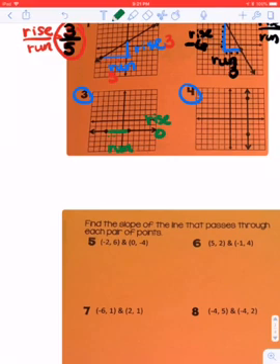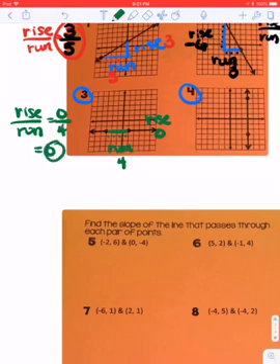Now 1, 2, 3, 4 would be my run. So if I do rise over run, it's going to be 0 over 4, which is 0. Now if you look at that line, it kind of makes sense that it's 0 because my height never changes. It's a flat line. So anytime you have any kind of a flat line, you know that slope's got to be 0.